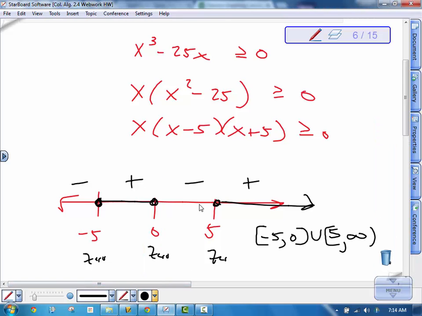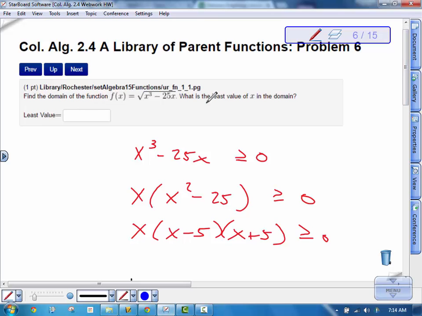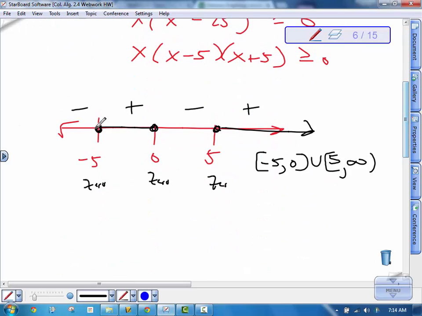It didn't ask for the domain. It actually asked for the least value in the domain. So the least value in the domain would be that value right there, which is -5 for me.